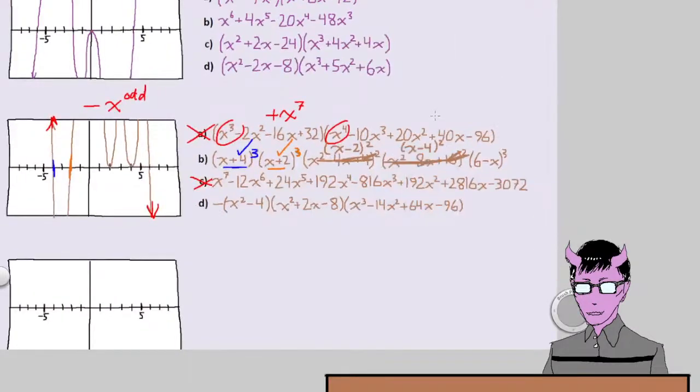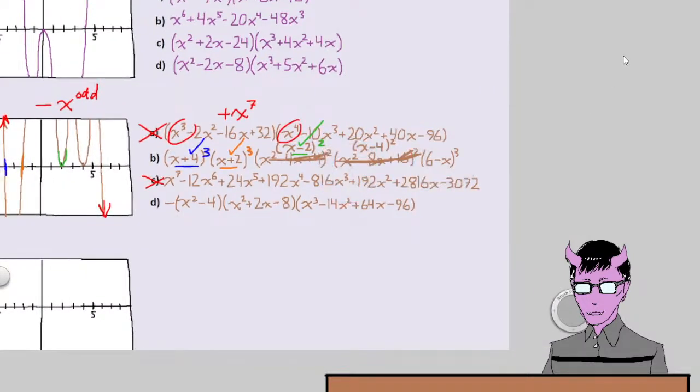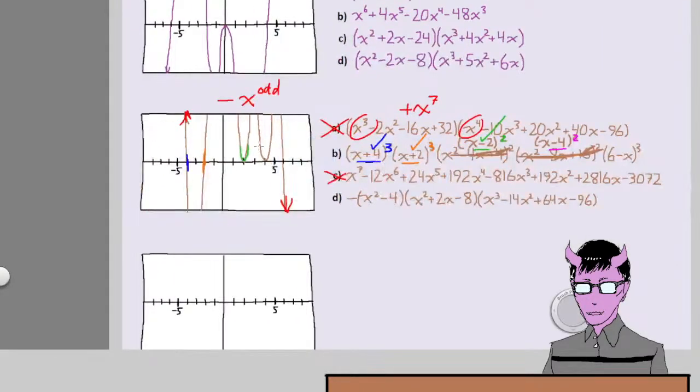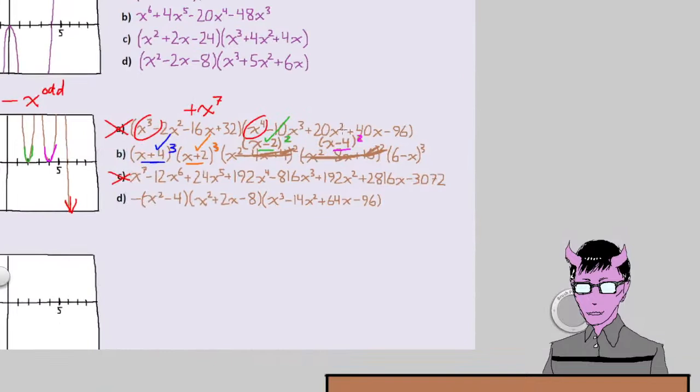Alright, let's check the consistency. So that one is at positive 2, multiplicity 2, so it's supposed to be parabolic in nature. Is it parabolic in nature? Yes, it is. So this is consistent. Same thing right there. It's supposed to be a parabolic motif at positive 4. Yes. Consistent.